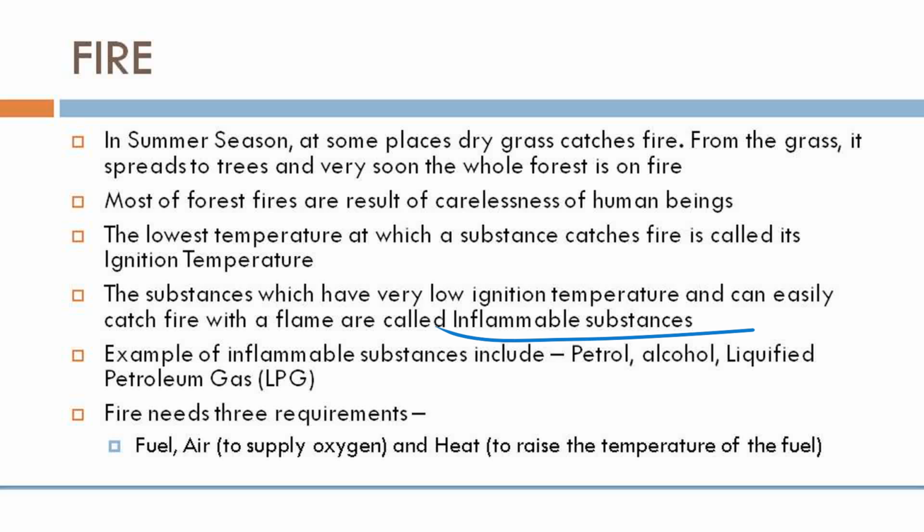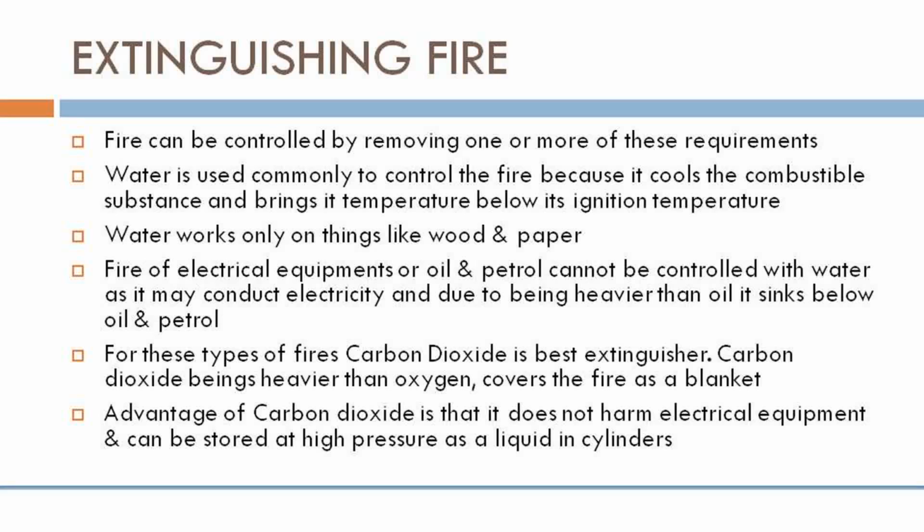For a fire to occur, there are three main requirements, that is, a fuel, air which supplies the oxygen, and heat to raise the temperature of the fuel to reach its ignition temperature. So, fire requires three things and it can be controlled by removing one or more of these requirements. Water is commonly used to control the fire because it cools the combustible substance and brings its temperature below its ignition temperature. But water works only on things like wood and paper.